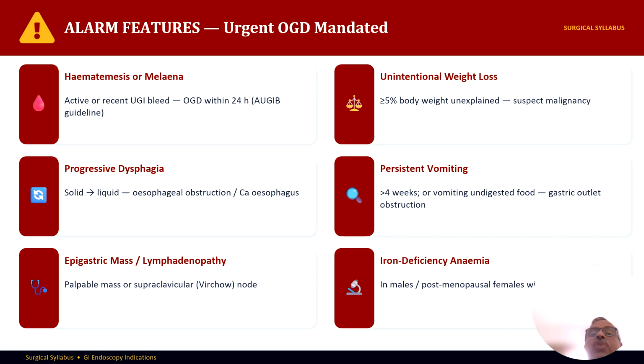And number six, any patient with unexplained iron deficiency anemia, especially in male patients or in postmenopausal female patients, would also require an urgent OGDS, specifically in a patient with upper GI symptoms, to rule out any other untoward pathological condition in the upper GI tract. So these six are the absolutely clear indications of doing an upper GI endoscopy in a patient on an urgent basis, depending on the time frame, and these are what are known as alarming features.